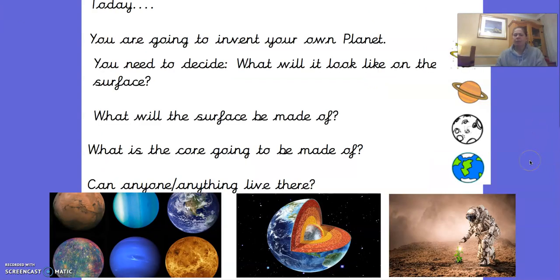So today, you are going to invent your own planet. So you'll need to decide what it will look like on the surface. So that's on the outside of your planet. What's the surface going to be made of? Okay, is it going to be rocks and lava? Is it going to be ice? What's the core going to be made of? And the core is in the middle. Look, we can see it on this planet at the bottom. We've cut a bit out of it and you can see the core inside.